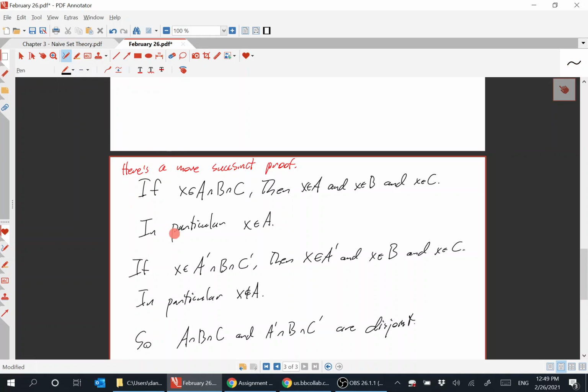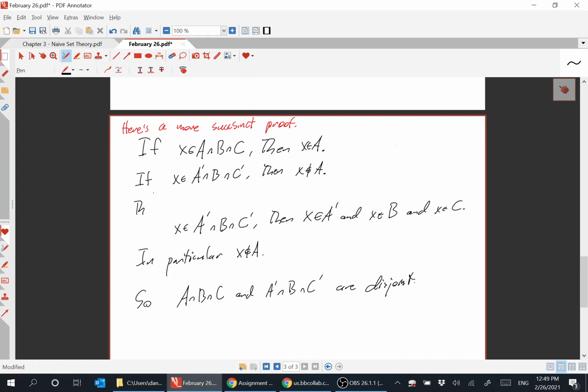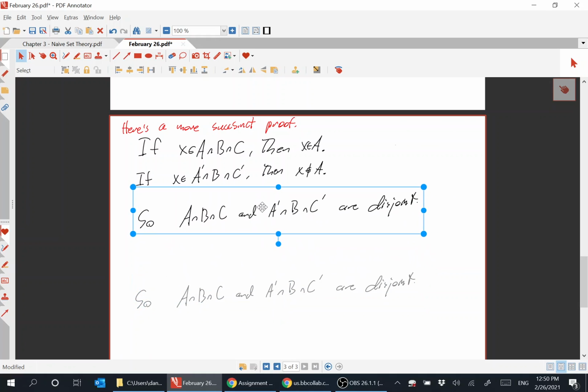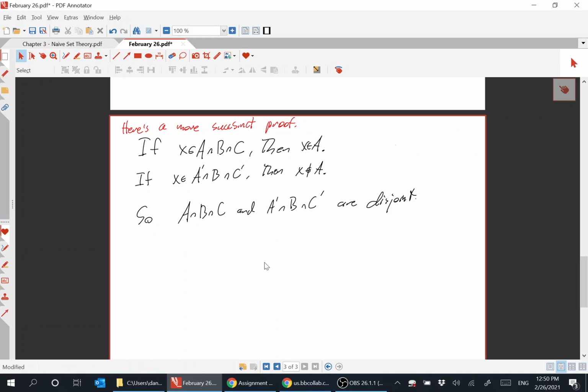Okay. If X is in A and B and C, then X is in A. If X is an element of A complement intersection B intersection C, then X is not in A. Therefore, they're disjoint. That's all that needs said. That's all that really needs to be said. Actually, nothing really needs to be said. All that needs to be said is they are disjoint.